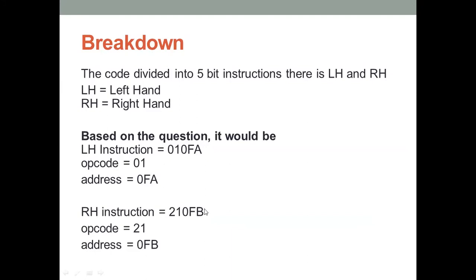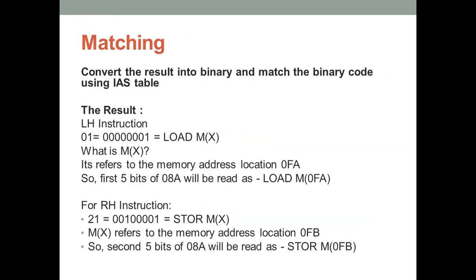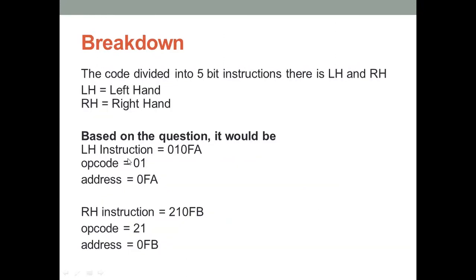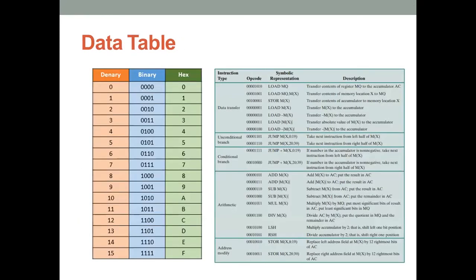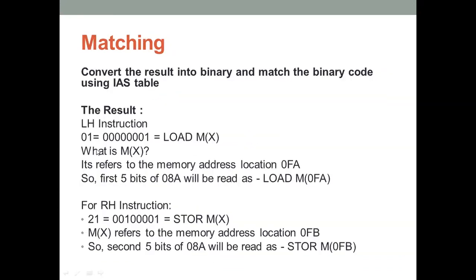So what should we do after we divide it? The first is matching. Convert the result into binary and match the binary code using the IAS table. So in the left hand instruction, we have 01, like this. Convert it into binary. We can see like this, 0 and 1. So we get this one, 0 and 1. This is the binary code from 01.